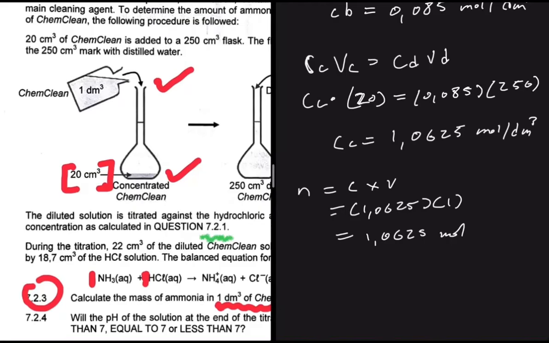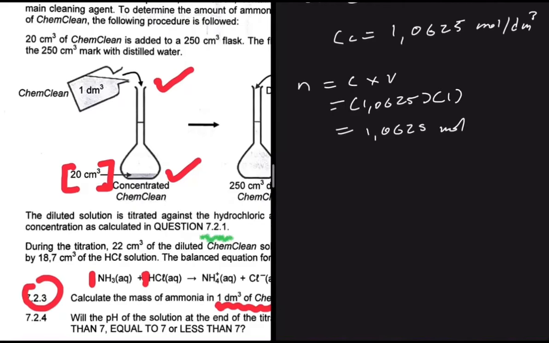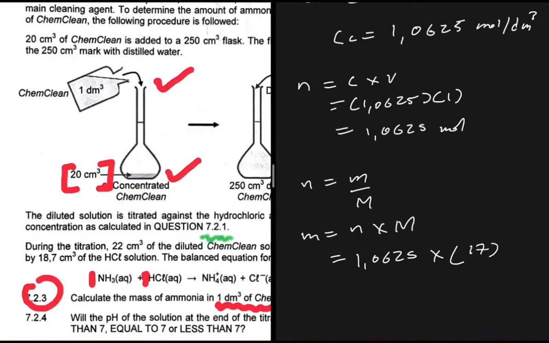So the number of moles will be equal to 1.0625 moles, right? But then we're looking for the mass, and we know that the number of moles is equal to the mass divided by the molar mass. So the mass will be equal to the number of moles multiplied by the molar mass. The number of moles, that is 1.0625, and then the molar mass, so is the molar mass of what? NH3, that is 17, and if you multiply that, you're gonna get 18.06 grams of ammonia in 1 decimeter cube of ChemClean.